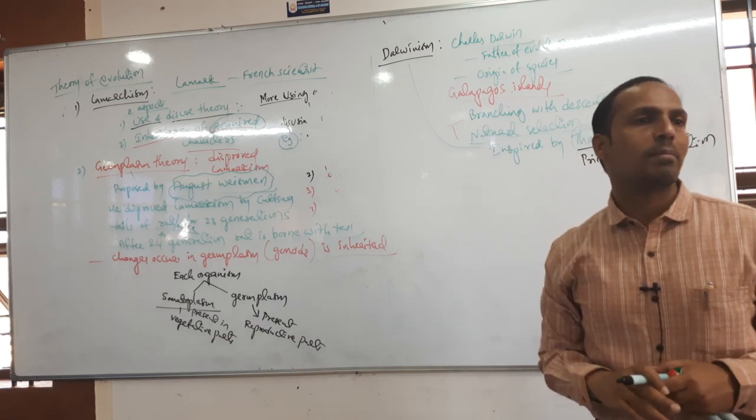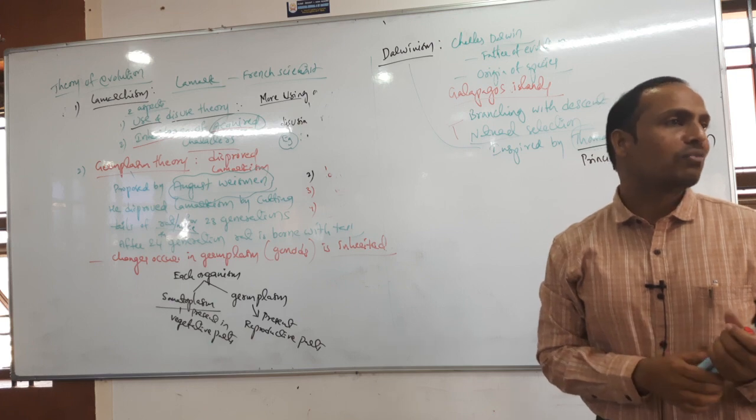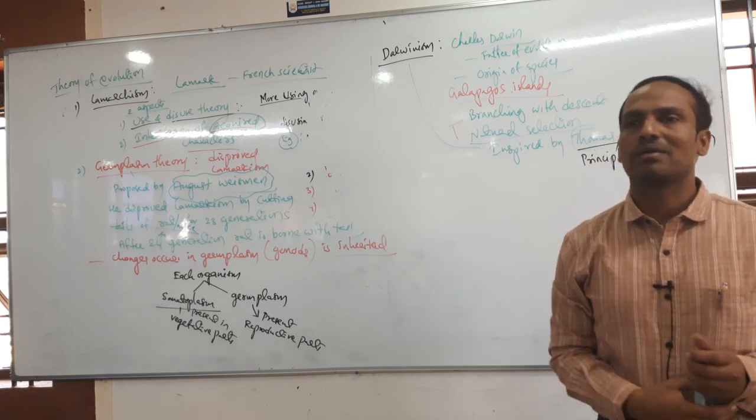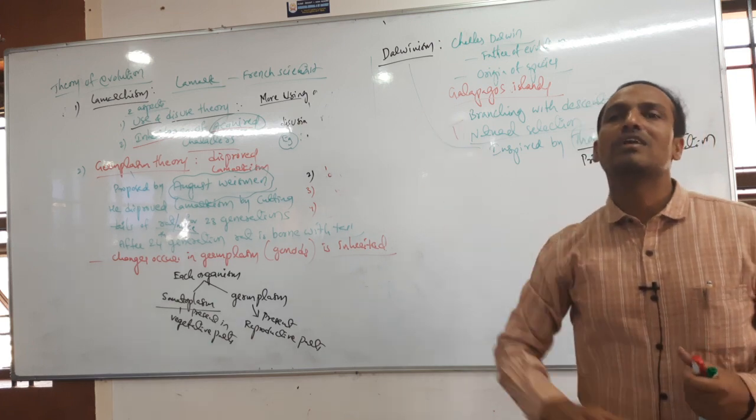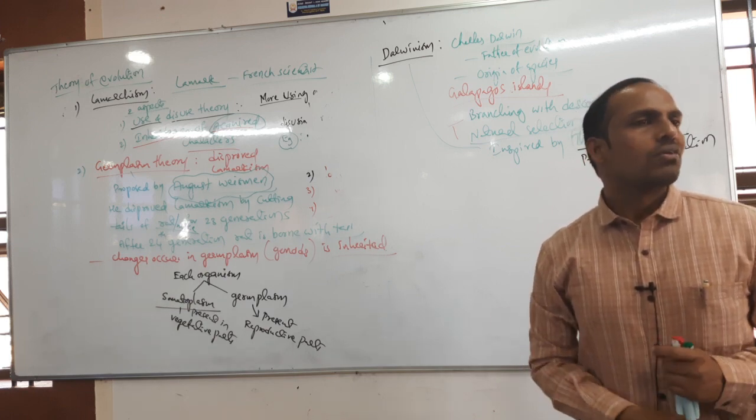J-shaped structure, correct? But when is the J-shape observed? When resources are unlimited, correct? When the resource is unlimited, what do resources mean? Food and shelter. Food and shelter.